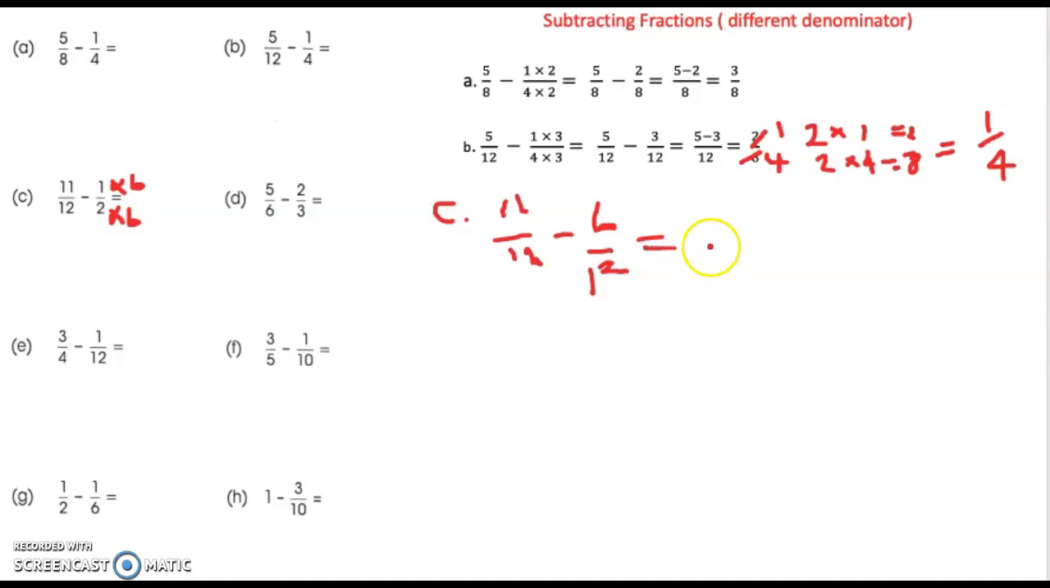Now I have already made the denominator the same, so I will write 12 here, and then 11 minus 6 will be 5. This is simplified because there is no times table that 5 and 12 come in, because there isn't any number that 5 and 12 both belong to as multiples. Now, the whole point here is to make the denominator the same, right? After that it becomes very easy.